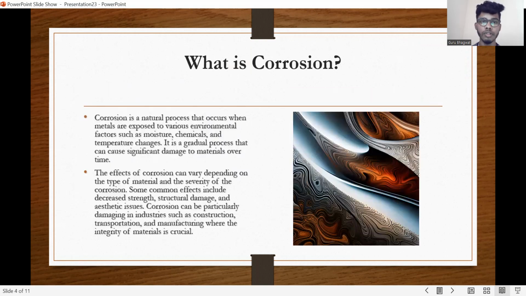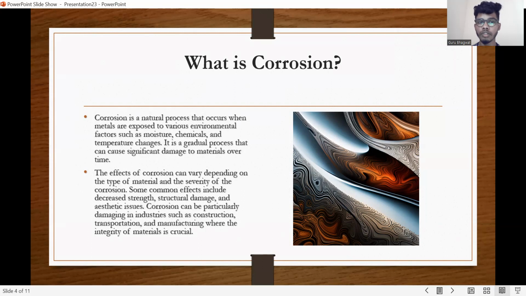Basically, corrosion is a natural process that occurs when a metal is exposed to various environmental factors such as moisture, chemicals, and temperature changes. It is a gradual process that can cause significant damage to the material over time. The effect of corrosion can vary depending on the type of material and the severity of the corrosion.